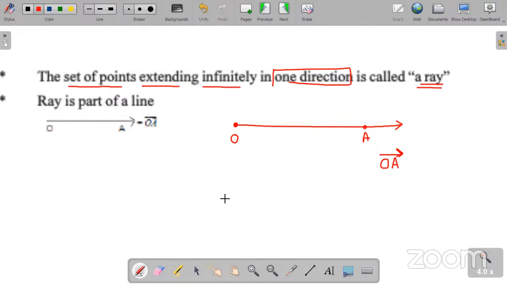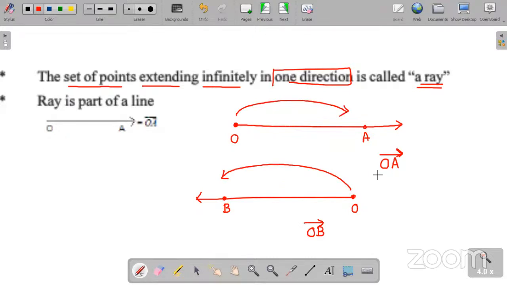Suppose, for example, this is O, this is B. So this is called OB ray because the direction is O to B. Here the direction is O to A. Remember, this is OA ray, this is OB ray. This is the symbol for a ray. This is the symbol for a line. This is the symbol for a line segment. This is a ray. I hope it's very clear to you.